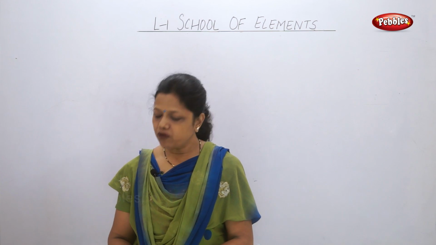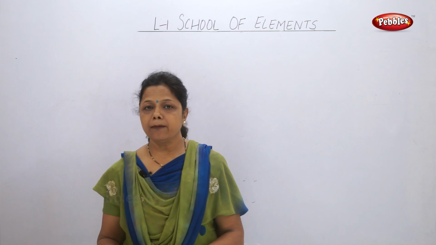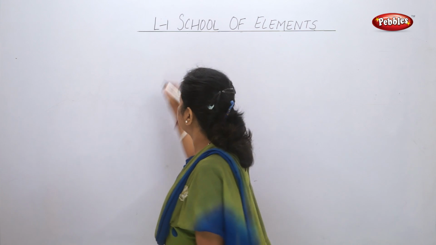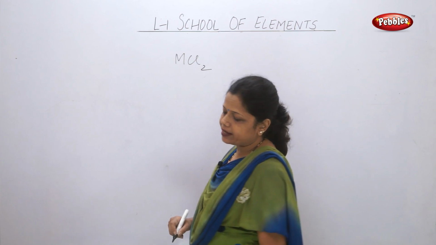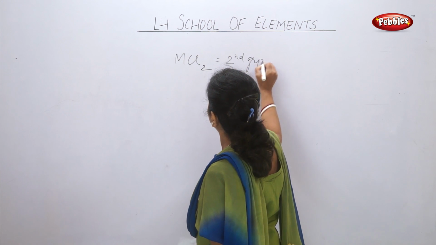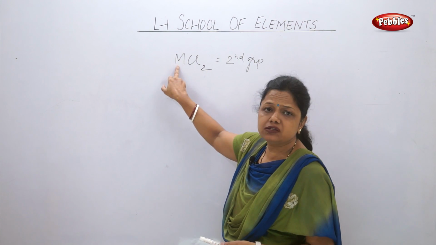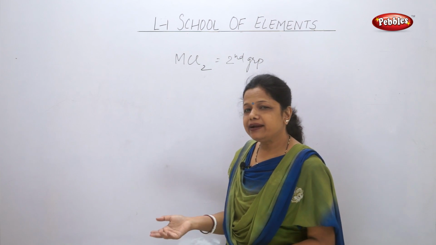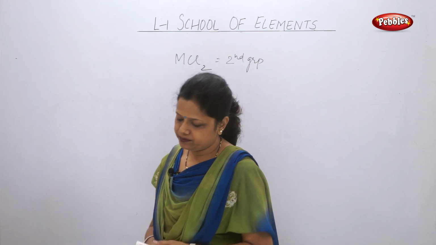First one, the formula of chloride of metal M is MCl2. The metal M belongs to which group? Dash group. So when it is written MCl2, this belongs to the second group. How did I come to the conclusion that it belongs to the second group? Because in MCl2, this 2 is actually the valency of M, which is cross multiplied, and so the formula is made. So you can easily identify the valency of M is 2, so it is present in the second group.